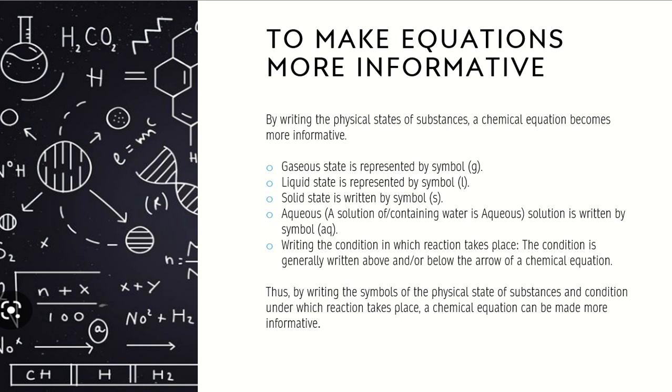Now let's talk about how to make equations more informative. By writing the physical states of substances, a chemical equation becomes more informative. You can represent the gaseous state by G, liquid state by L, solid state by S, and aqueous, meaning a solution containing water, can be written by AQ. You can also write the condition in which the reaction takes place. The condition is generally written above and or below the arrow of a chemical equation. So by writing these symbols, you make a chemical equation more informative.